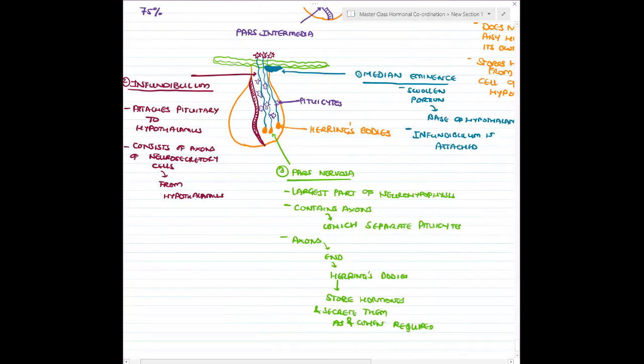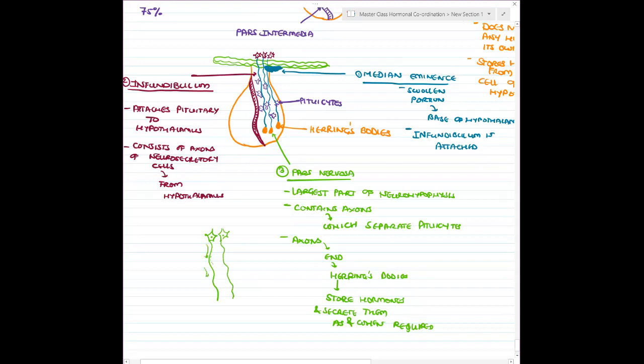Okay. What are these Herring bodies? Once again, I'll just explain. You are going to see that these neurosecretory cells from the hypothalamus are continuously producing some of the hormones, right? Now, I told you that the neurohypophysis is not going to prepare any of the hormones. It is just going to store the hormones. So whatever hormone is produced by these neurosecretory cells has to get stored somewhere or the other. So all that hormone is going to be transported through the axons.